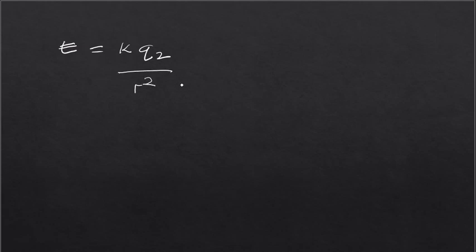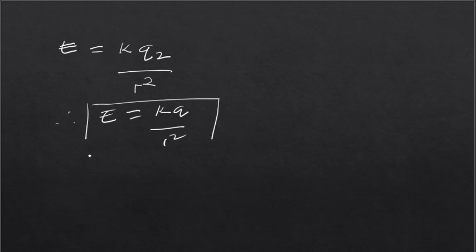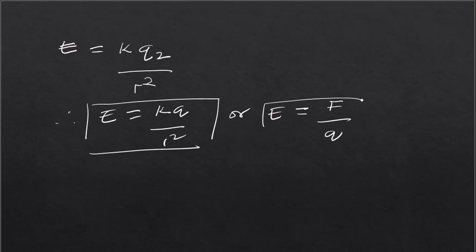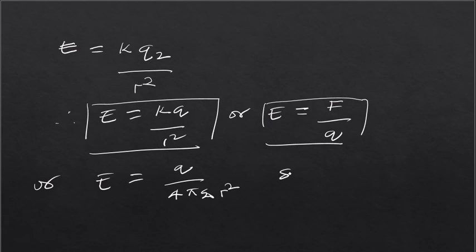R squared. So here we can simply say, therefore, E is equal to Q divided by R squared. So you can either have this or you have E equal to force over charge. Now, this can further be E equal to Q divided by 4 pi permittivity of free space multiplied by R squared, since K is equal to 1 over 4 pi permittivity of free space.